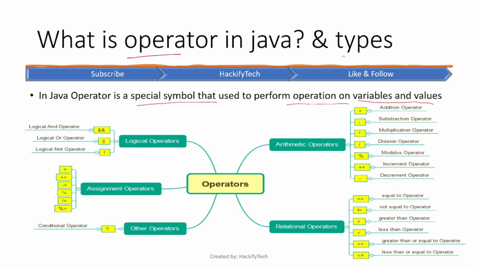Okay. So coming to the types of operators, we have logical operators, arithmetic operators, assignment operators, other operators, and relational operators. Let me explain them one by one.